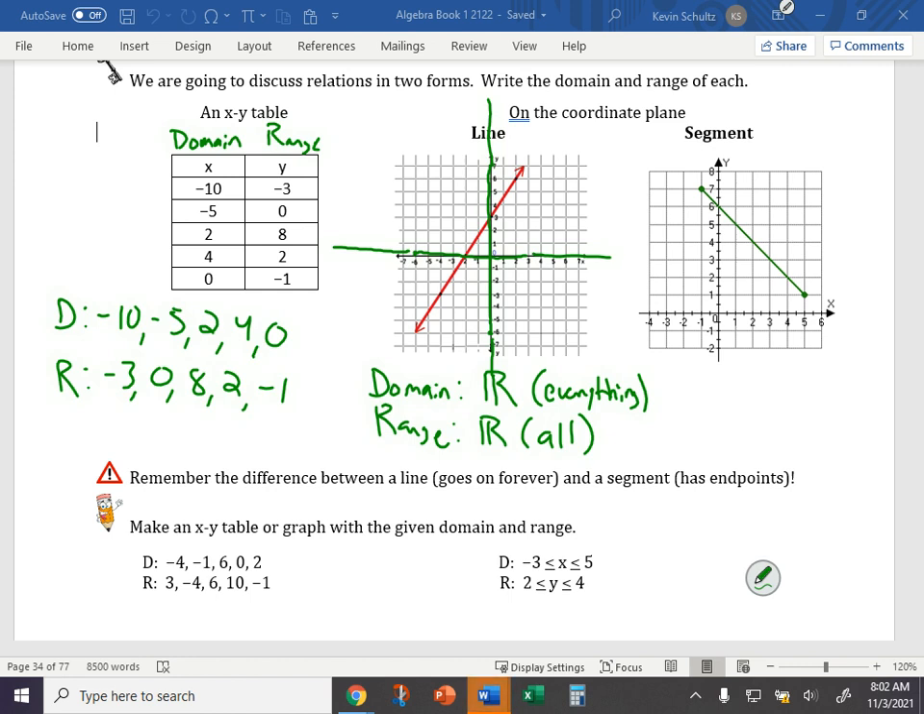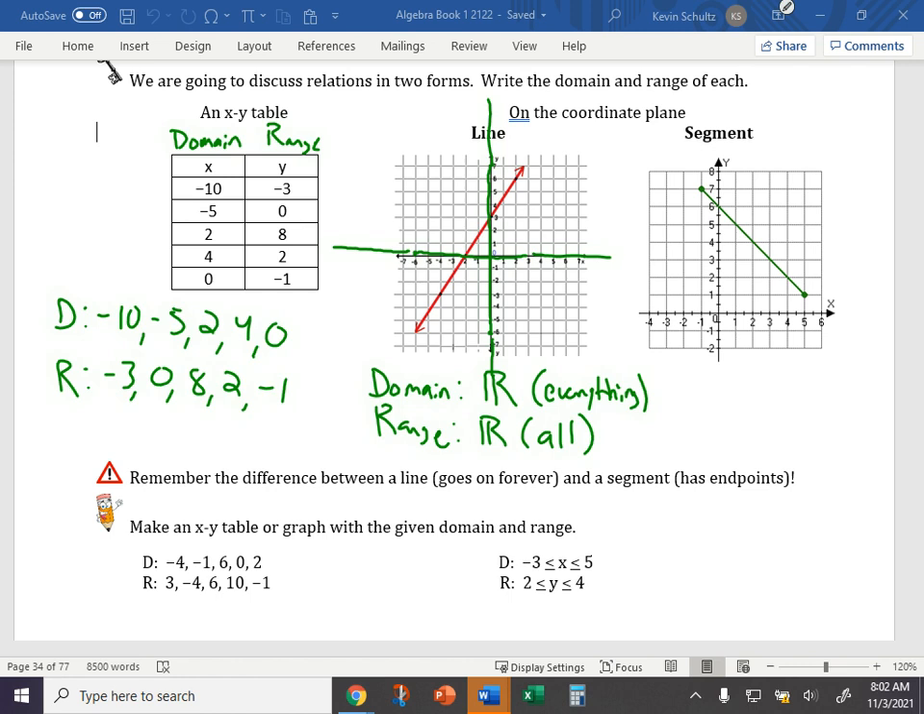So anytime you see a line, the domain and range are always all reals, or that all real solution symbol. Okay? A segment, though, is a little bit different because a segment does not go on forever.